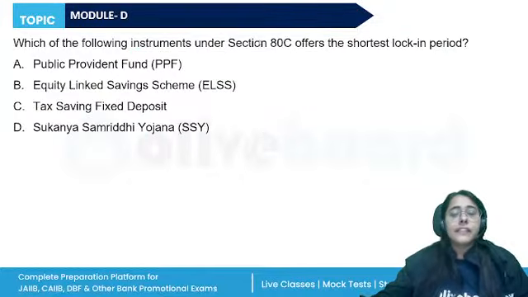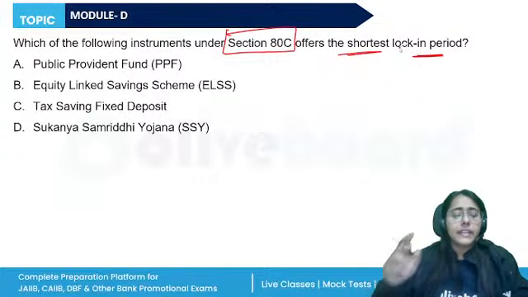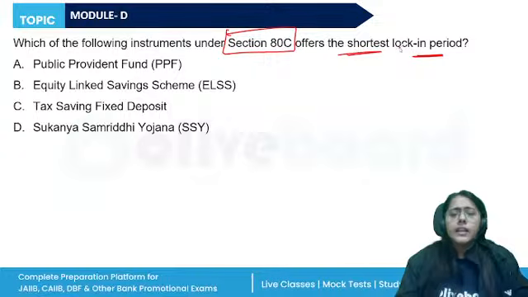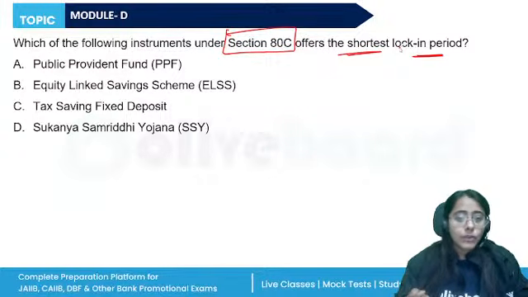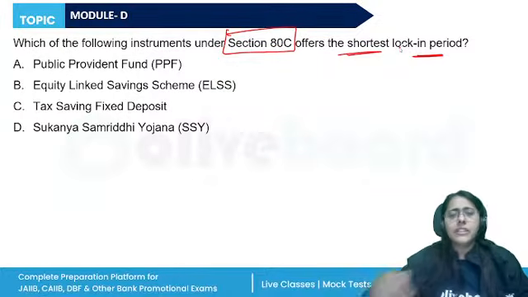Which of the following instruments under Section 80C offers the shortest lock-in period? There are, however, some deductions that are still allowed in the new tax regime. Some are still allowed, like the transport allowance for specially abled people, conveyance allowance for expenditure incurred for traveling to work, the notified pension scheme investment, and employment of new employees. However, the previous ones were not.